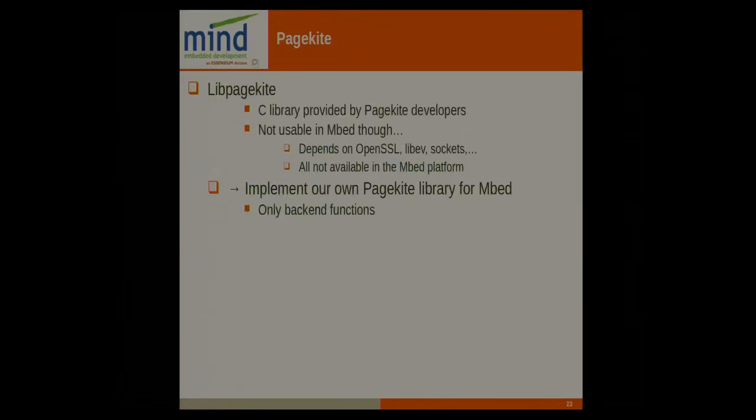So what options do we have to implement Pagekite on an Mbed device? We looked at libpagekite, which is provided by the Pagekite community, which is a C library. But it was not really usable on an Mbed device because it depends on things like OpenSSL, libev, normal sockets, which are all not present in Mbed. So we needed to implement our own library with all the backend functions that we needed.